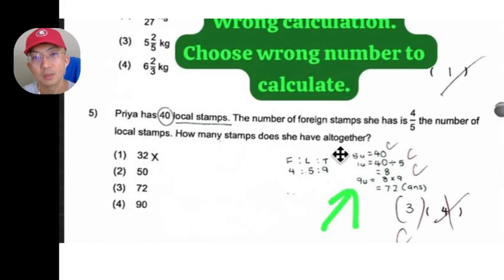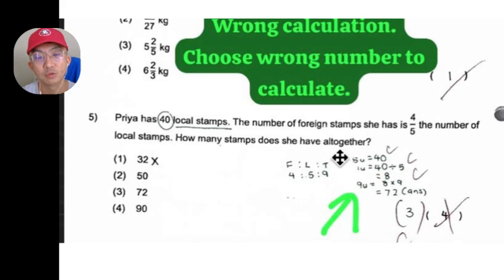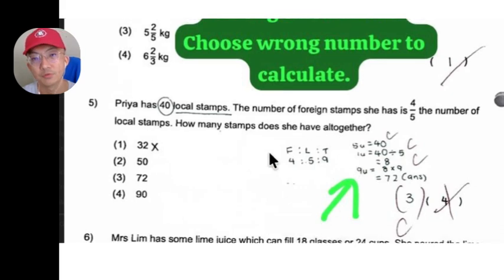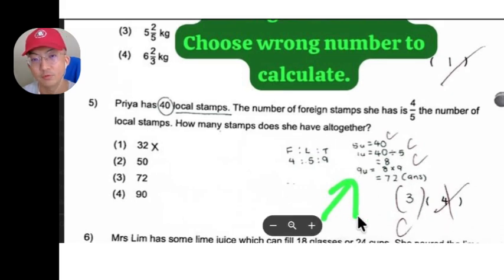Okay, for this one, I think again it is choosing the wrong number to calculate, which is a very common mistake besides transfer error. Transfer error means that the answer is 72, but here you write 27 for section B, or for questions that require you to write the answer in the answer box below.